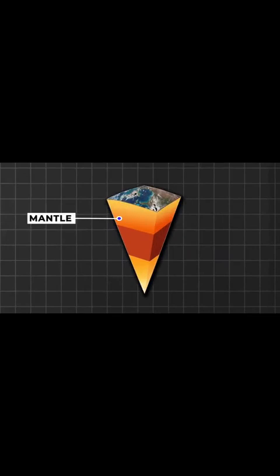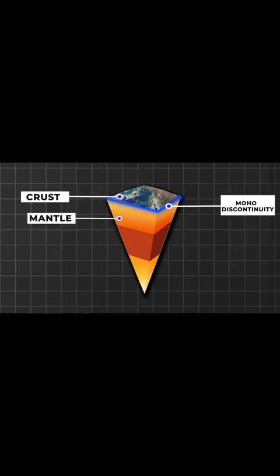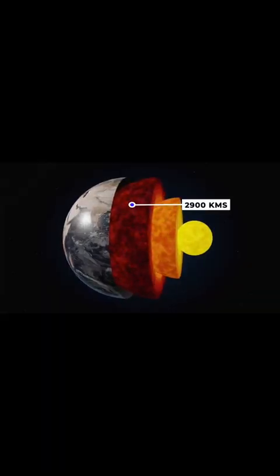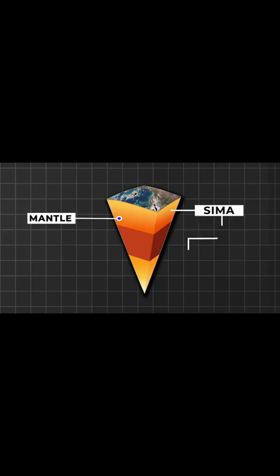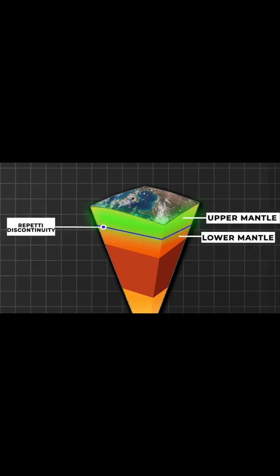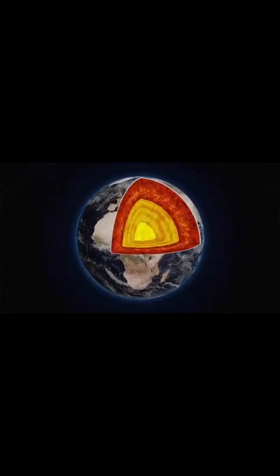Between crust and mantle, a discontinuity is present. We call it the Moho discontinuity. The thickness of the mantle is 2900 kilometers. It is made up of sima, silicon and magnesium. The mantle is divided into two parts, upper mantle and lower mantle, and the discontinuity in between is known as the Repetti discontinuity.